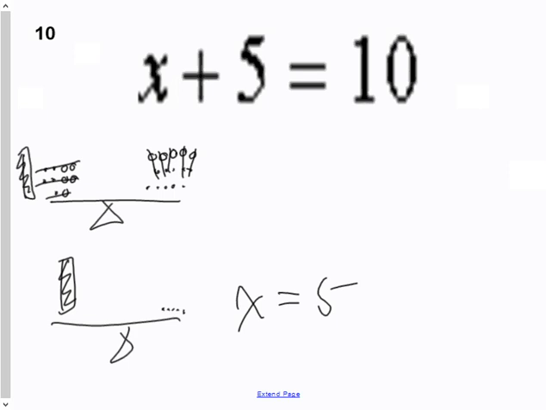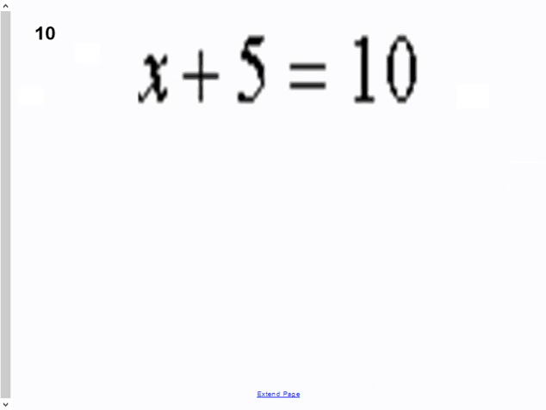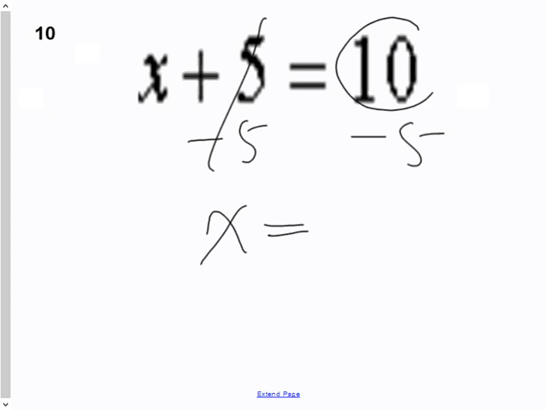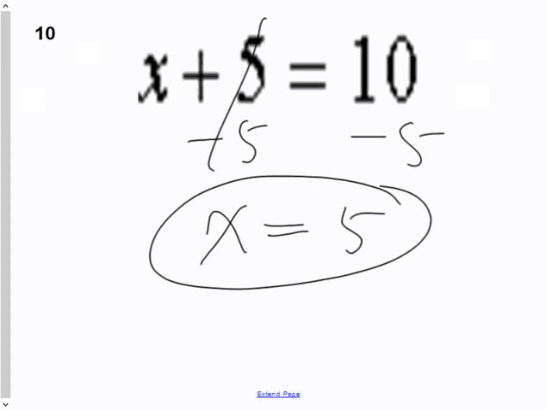That's if I drew it out. Remember how we did that when we drew it? If you didn't draw it, what would it look like? Well, instead of adding 5 to both sides, like I did in the last question, I'm going to subtract 5 from both sides. A positive 5 and a negative 5 make 0. I'm left with just x. And a positive 10 and a negative 5 make a positive 5. So my final answer is going to be x is equal to 5.